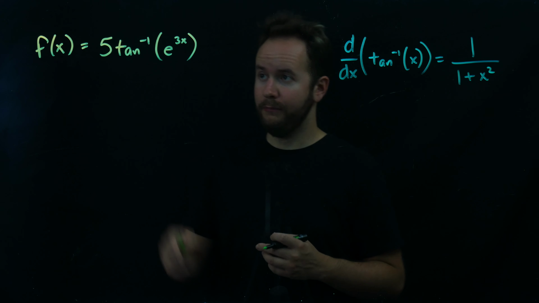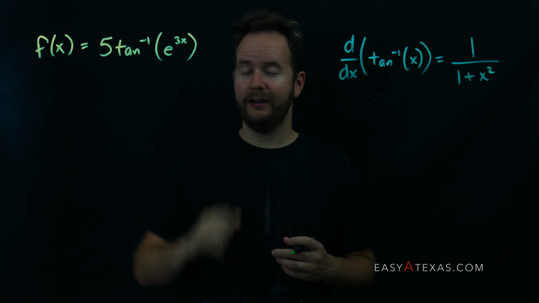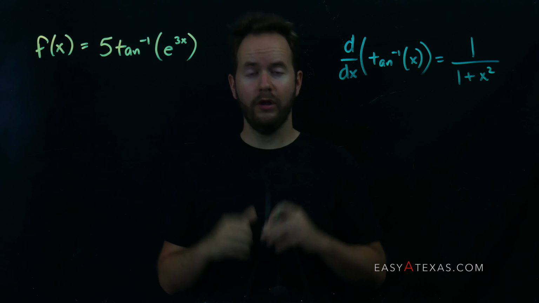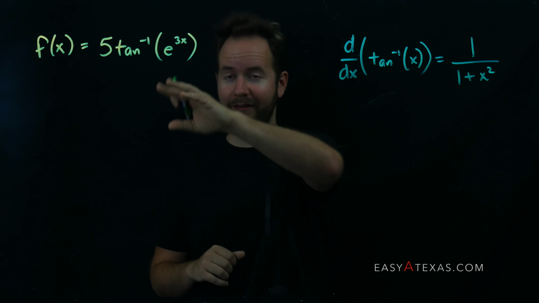Here we've got a chain rule problem using inverse tangent, or arctan as it's sometimes called. So 5 inverse tangent of e to the 3x is going to require that we use the chain rule, but you might not know the derivative of inverse tangent, so I've placed it over here. I'm going to use this as I tackle this derivative.